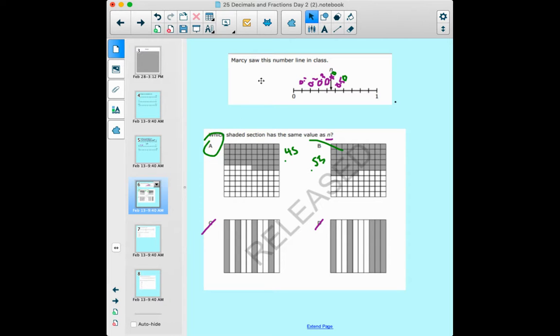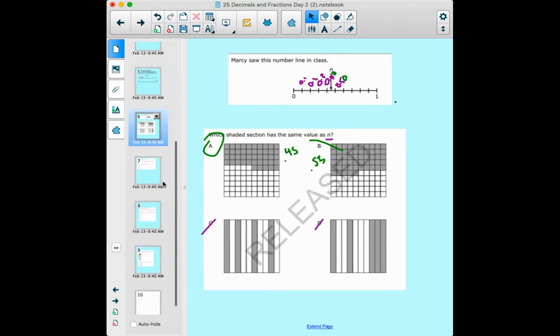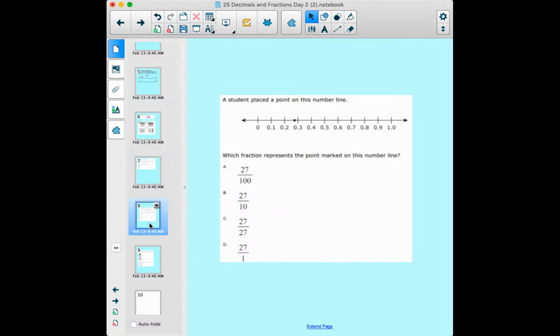We are going to look at one more example together. And then, if you still have questions, you can join my office hours tomorrow if you do not do well on your independent practice. A student placed a point on this number line. Which fraction represents the point marked on this number line?